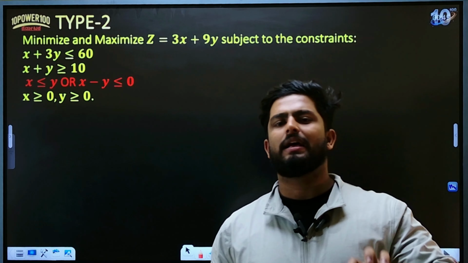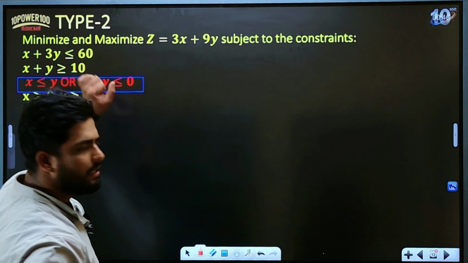Now the procedure is very similar, children. There's nothing to worry about. Whatever we did in the previous case, the same procedure, but there are quite a few extra steps here. That is one thing that you have to take care of. Apart from that, the rest you do as before.